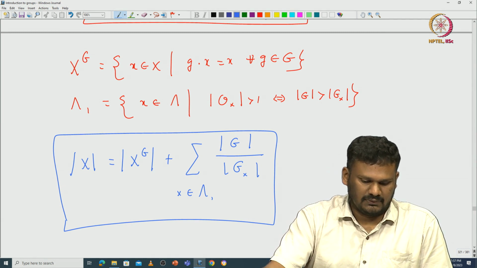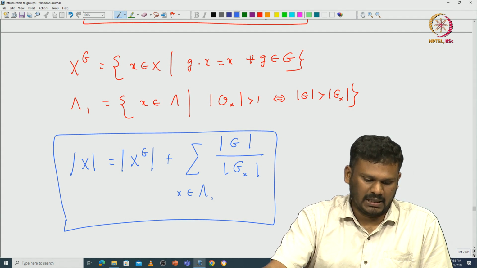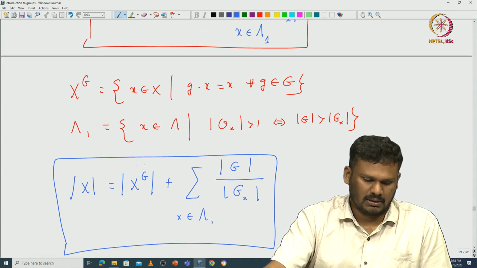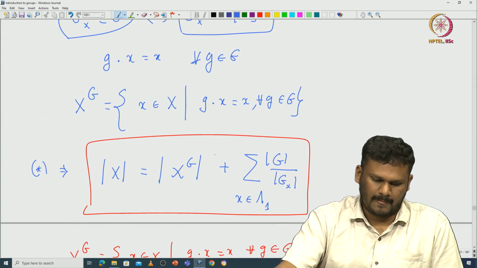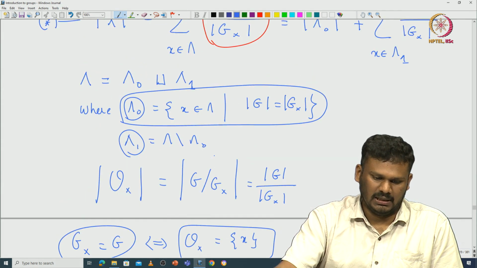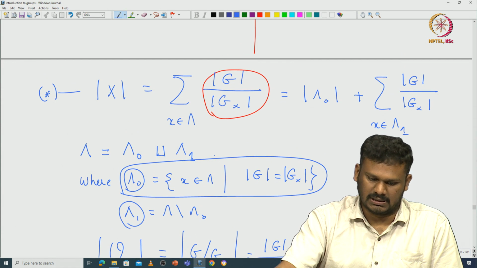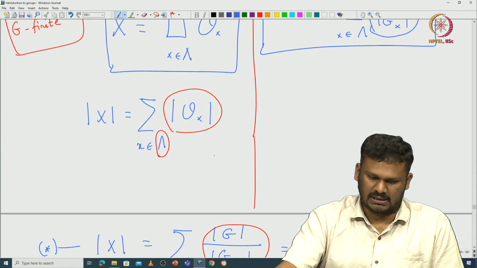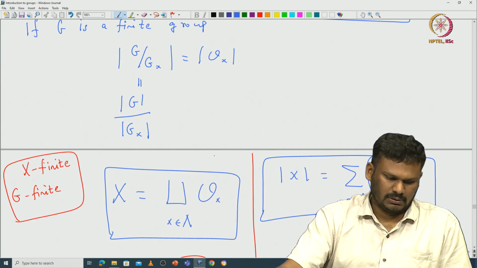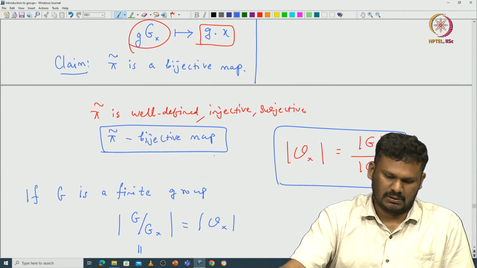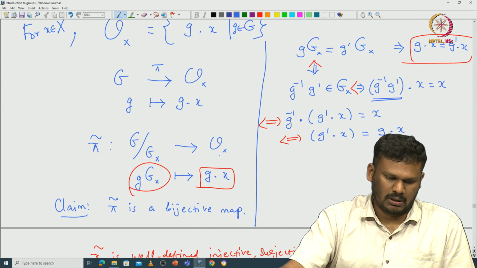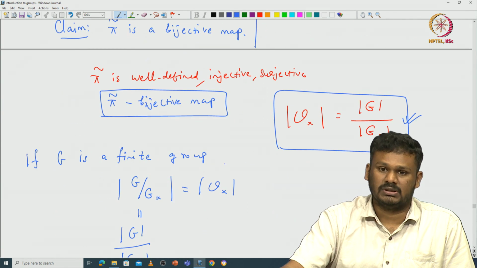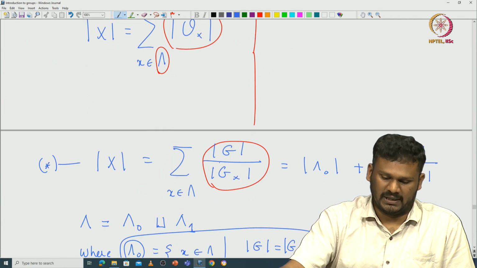So, this is a very important equality or counting principle. We can have plenty of applications of this. We will give many applications of this result in the next class. Before that, let us define some more terminologies that are associated with this group action.